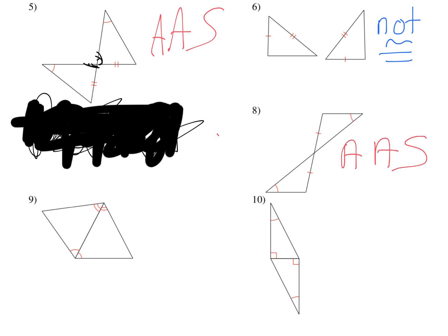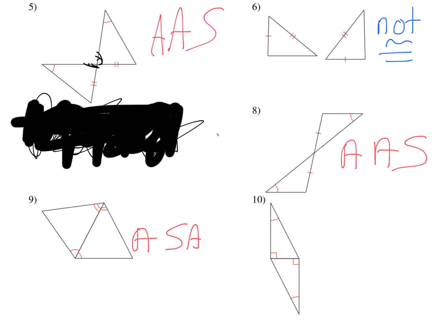Number 9. So, number 9, we look at it, and we see two angles that are congruent. We see a side that's congruent. And we see two angles that are congruent. So we know this is proven by angle, side, angle. So we would write that down. Angle, side, angle.